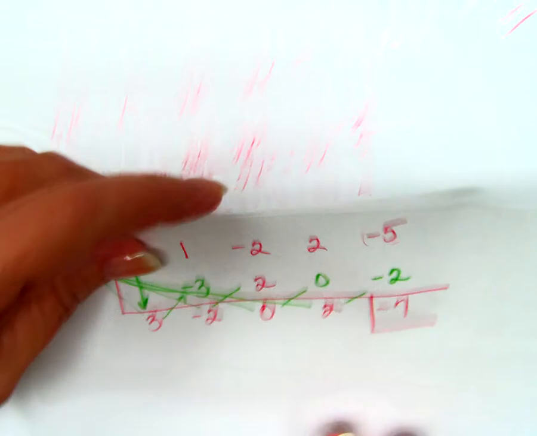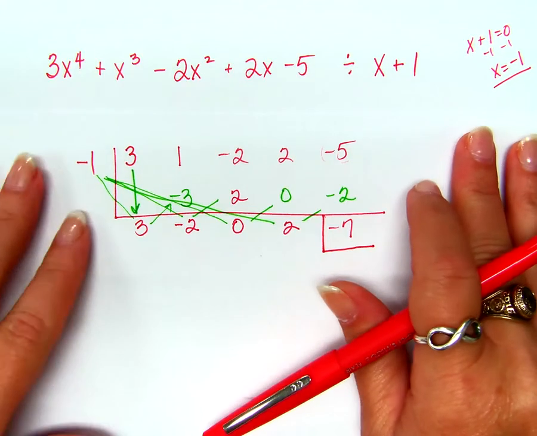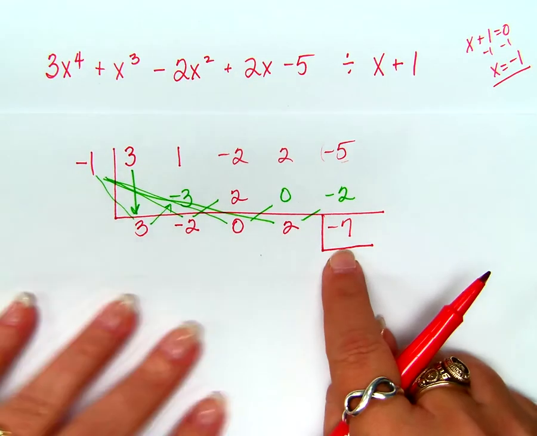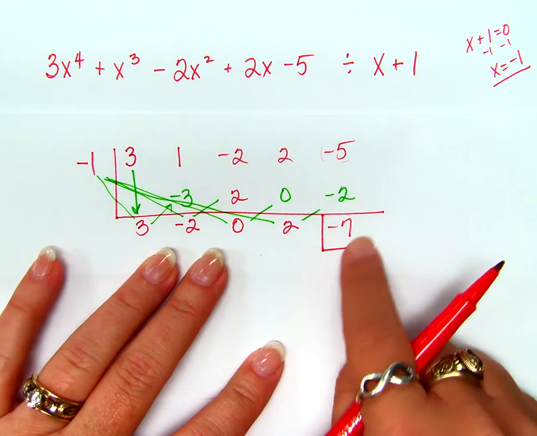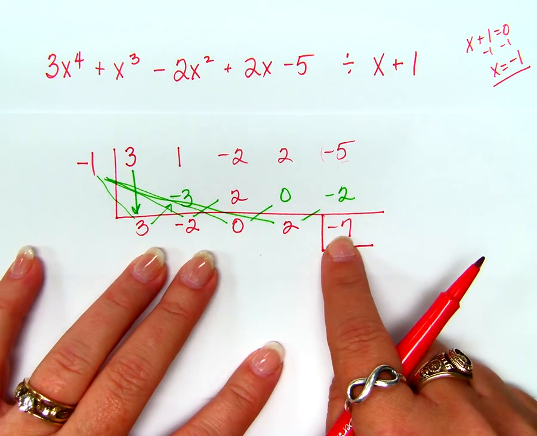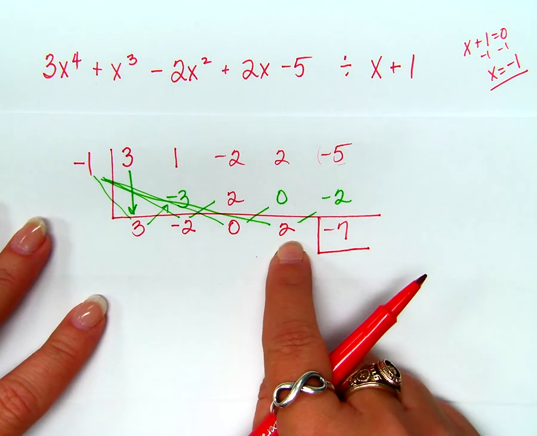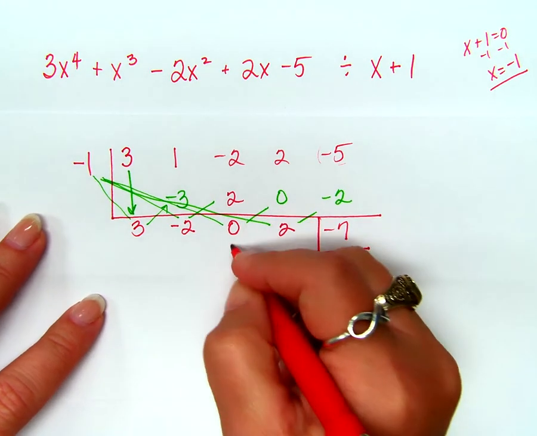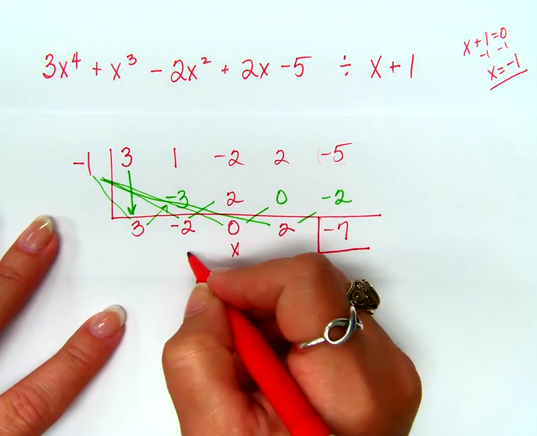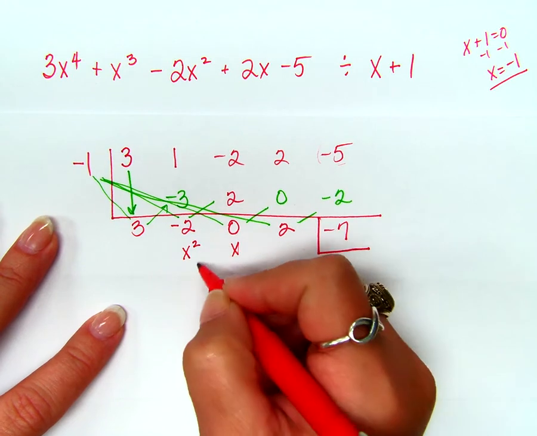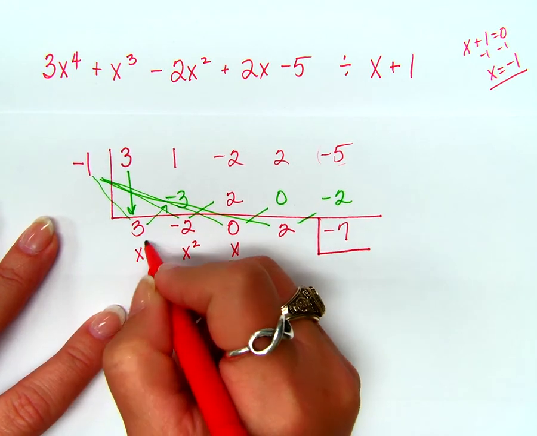So now I gotta figure out how to get from here to the answer. Okay? This box, guess what that box is for? Your remainder. That means the term right next to it is the constant, and the term right next to it is the x term, and the term right next to it is the x squared term, and the term right next to it is the x cubed term.